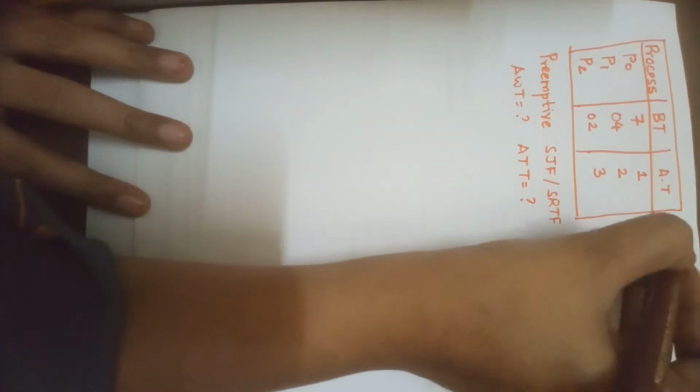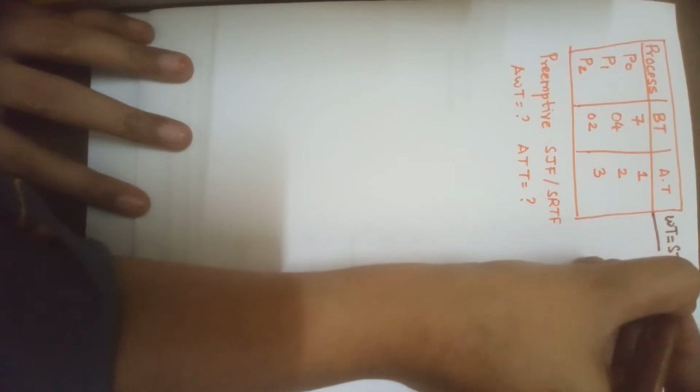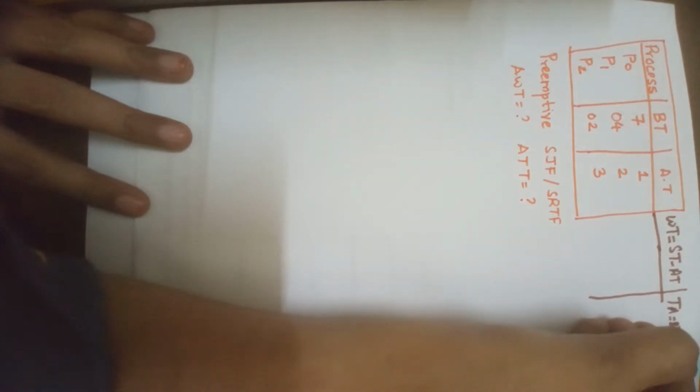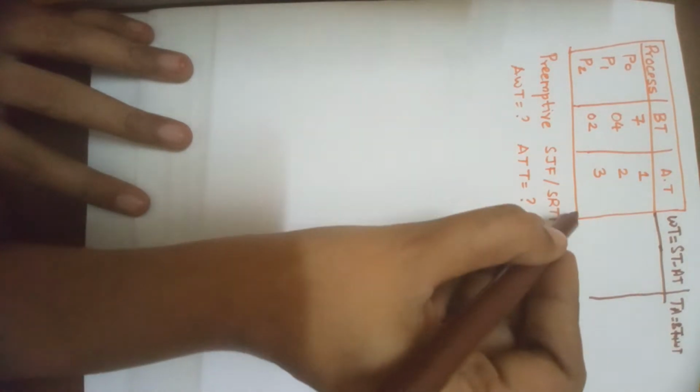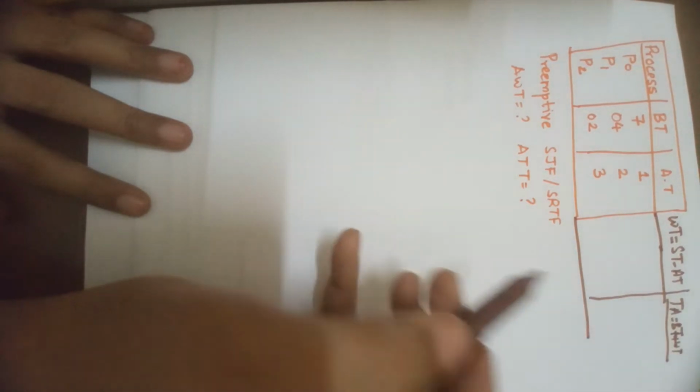First of all, we will add one more column called waiting time, having the formula start time minus the arrival time. Along with that, we are going to add one more column called turnaround time, having the formula burst time plus the waiting time. By using those formulas, we are going to calculate the average waiting time and average turnaround time.